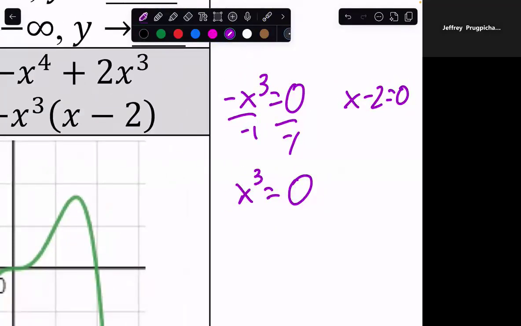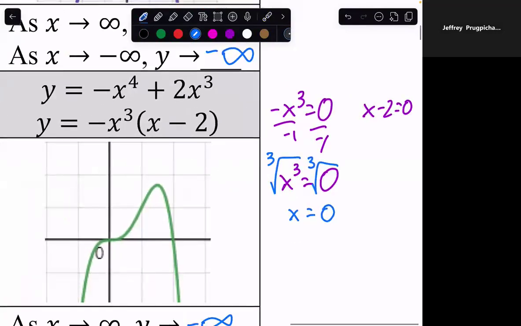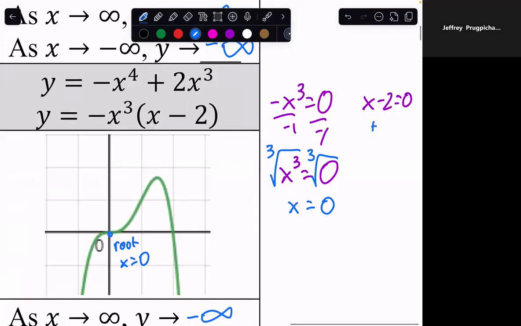Okay, so then to get rid of the exponent of 3, we are going to cube root both sides of the equation. Okay, so we see that we have one root of x equals 0. And then over here, we have another root of x equals 2.